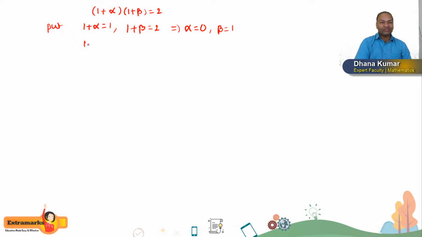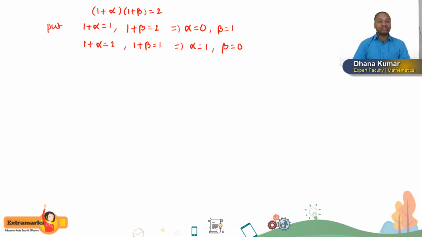Right. Next possibility. Suppose, the other way, I am taking 1 plus alpha is equal to 2. Automatically, what will 1 plus beta be? 1. Is it correct or not? Possibilities. Right. Using this, what is alpha? Plus 1, shift this side, 2 minus 1, 1. Here both sides 1 cancel. So beta is 0. Fine.